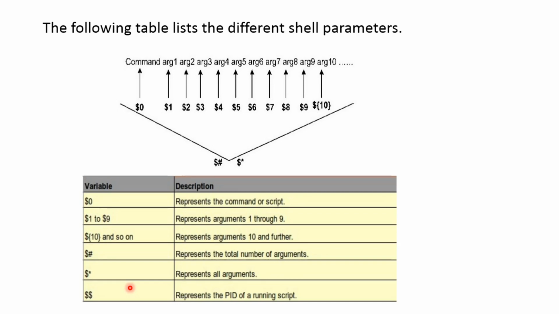And $$ represents the PID of a running script. If you are running a script and you want to know the process ID of that script, you can use the variable $$ to get the PID. So these are the different shell parameters given in the command line.